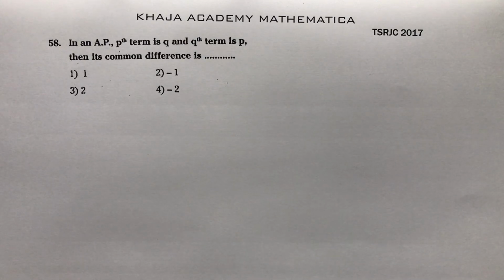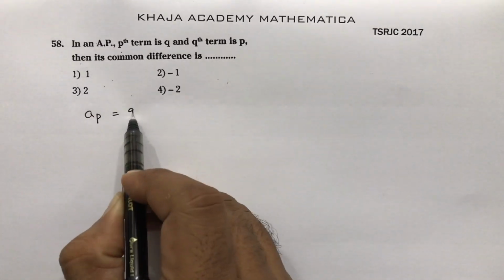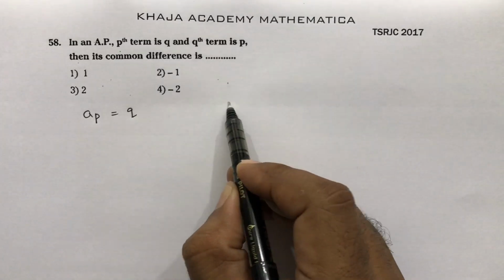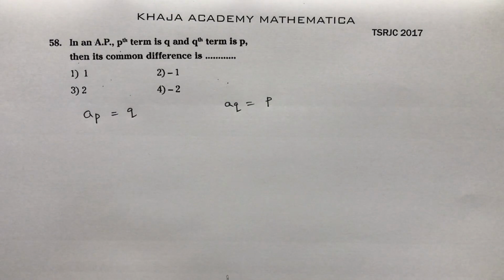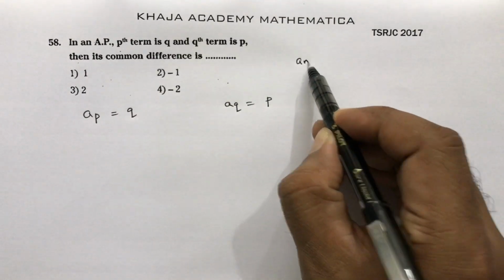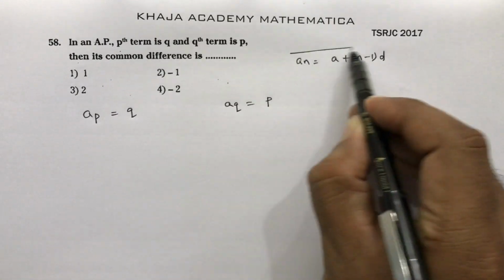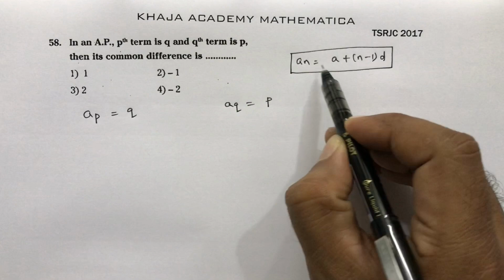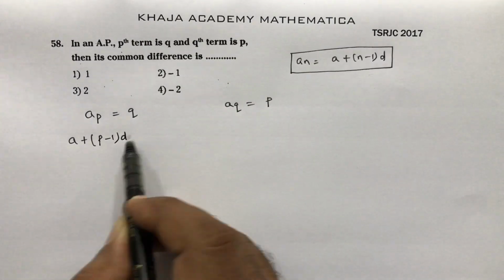In an AP, the pth term is q and the qth term is p, that is, ap is q and aq is p. We need to find its common difference. So what is AP? The formula for the nth term is a plus (n minus 1) into d. This is the formula. So ap will be a plus (p minus 1) into d.